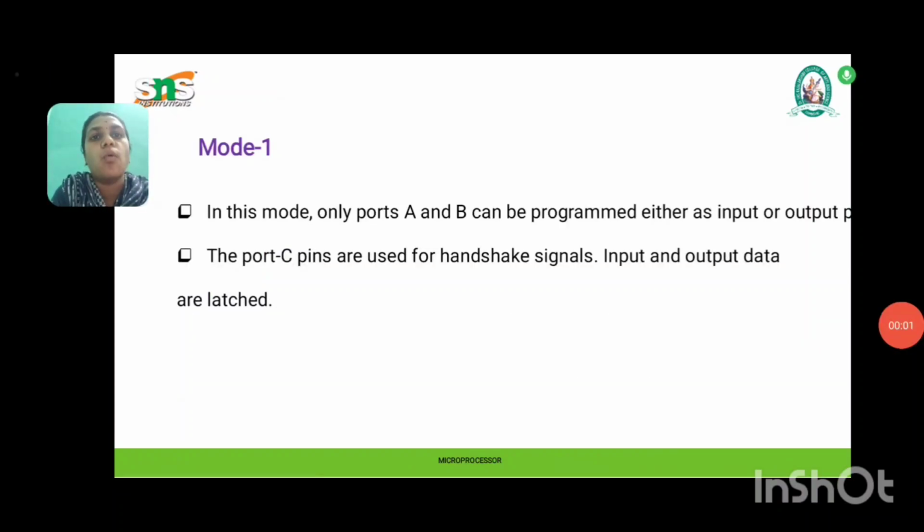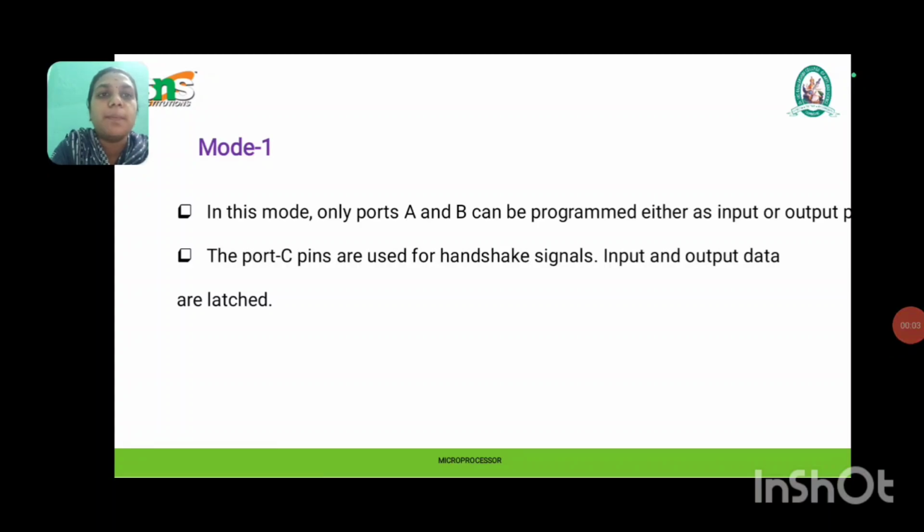And the next, mode 1. In this mode, only port A and port B can be programmed, either as input or output port. In mode 1, handshake signals are exchanged between the processor and the peripheral prior to the data transfers. The port C pins are used for handshake signals, and input and output data are latched. Interrupt driven data transfer scheme is possible.